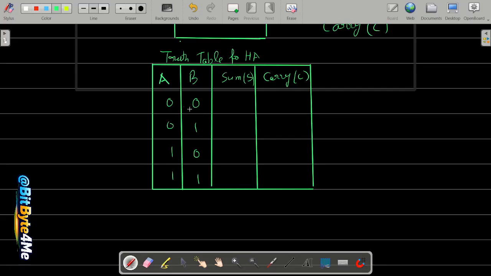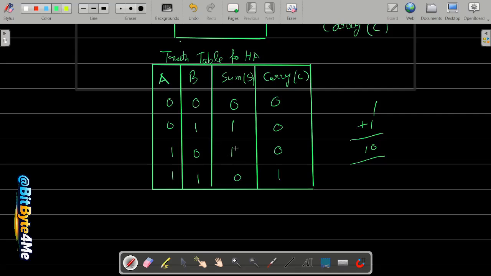If we add 0 and 0, what you will get? You will get 0 as sum and 0 as carry. If you add 0 plus 1, it will give you 1, that is, carry will be 0. If you add 1 and 0, you will get 1 as sum and carry as 0. If we add 1 and 1, you know 1 plus 1 is 10. So 0 will be the sum and carry will be 1. So we have these combinations of input A and B and what we get as sum and carry as output.